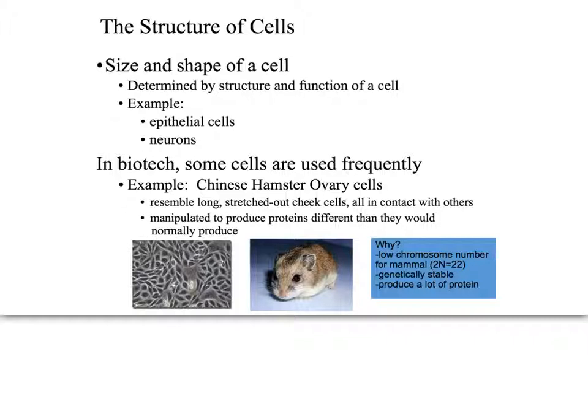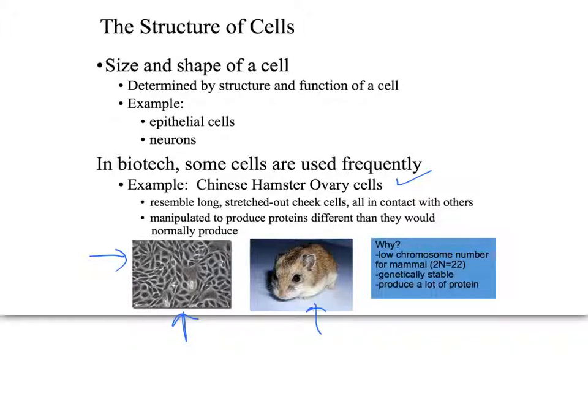Right, so there's all sorts of different kinds of cells, and I kind of talked about that. So here's an example. These are Chinese hamster ovary cells, and here's what they look like. This is one kind of mammal cell that we use over and over again. We don't have to kill a hamster every time we want them. We can buy just the cells from a company.